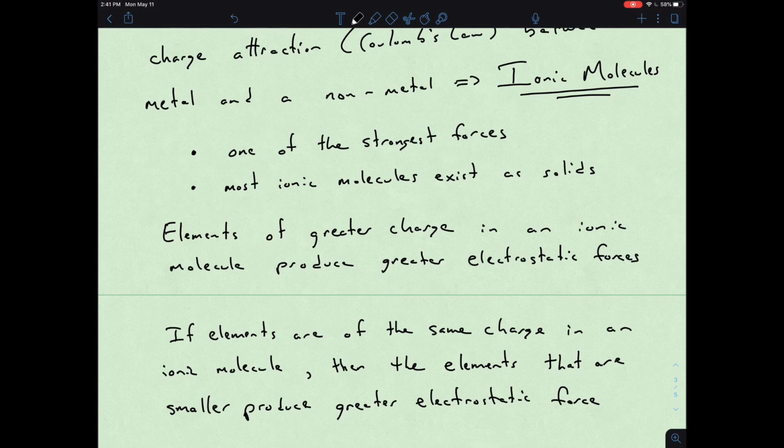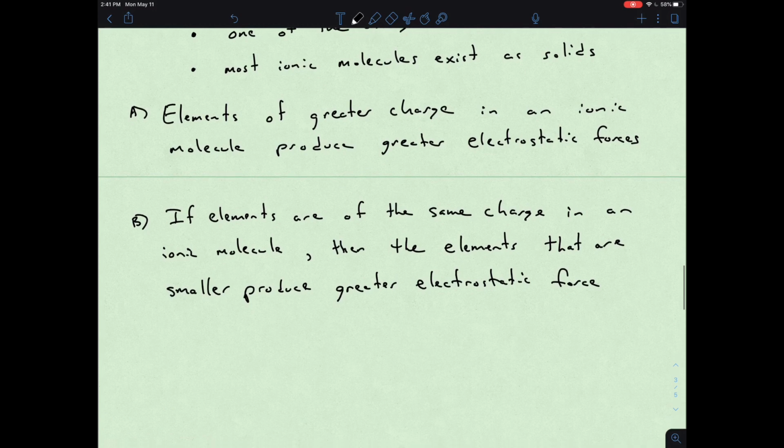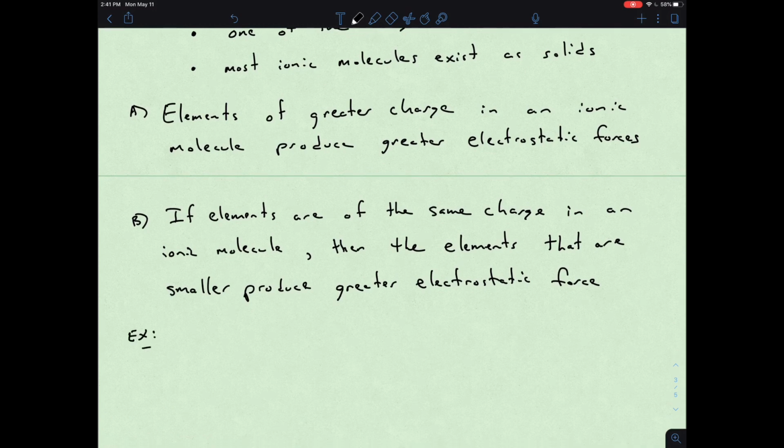So we have kind of an A and a B, if you will. But you want to first look at the first and then go to the second, meaning first look at charge and then look at size. So as an example, we could say, which has stronger electrostatic forces: potassium chloride versus magnesium oxide?